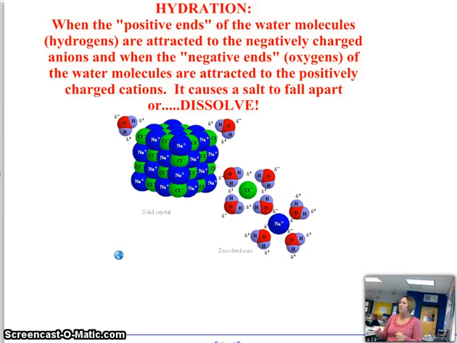If you flip to the second page of your notes, there's this idea of hydration. And hydration is really just what happens during dissolving.